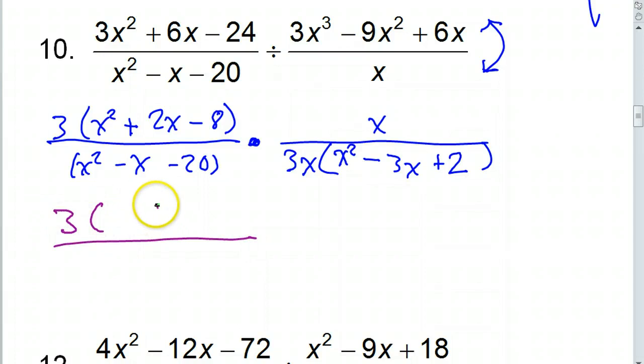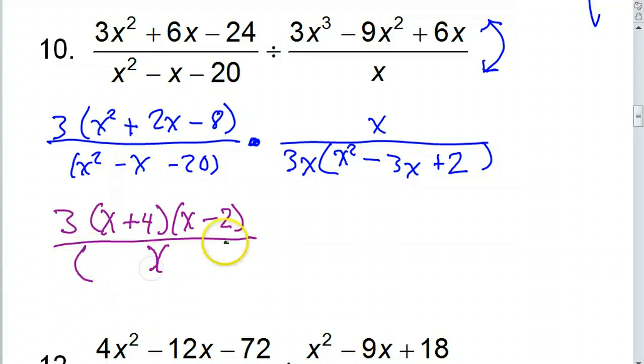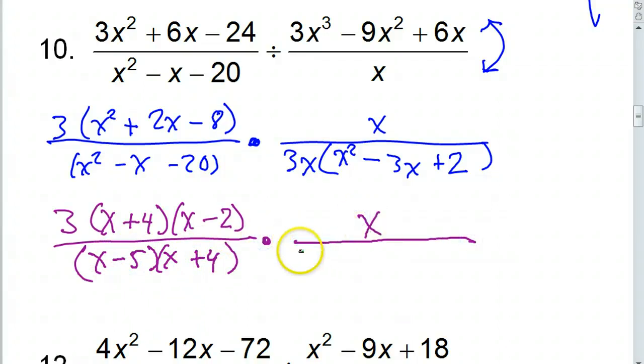So I'll have 3, and then how does this factor down? x plus 4, x minus 2. And then this one's going to be x minus 5, x plus 4. This one's going to be x, x. Oh, does this look unfactored? No, never mind. Okay, so now we factored everything.